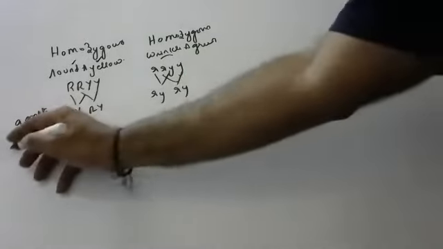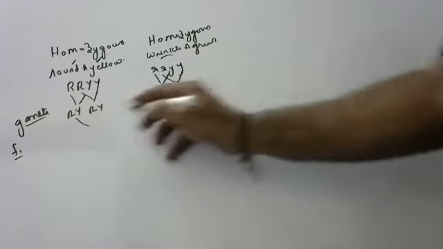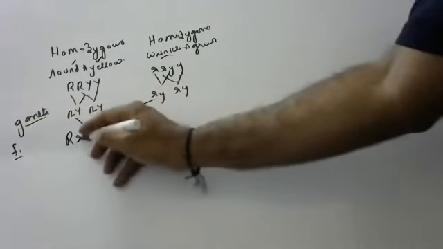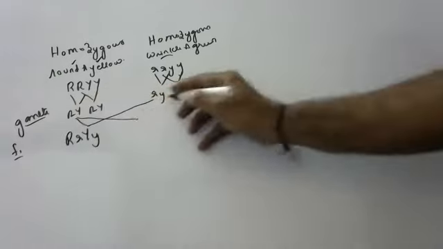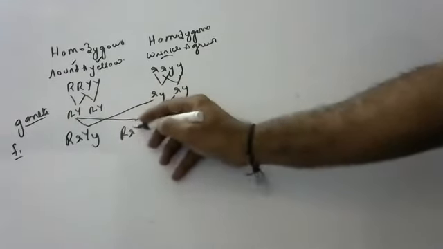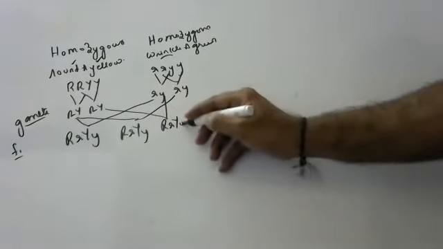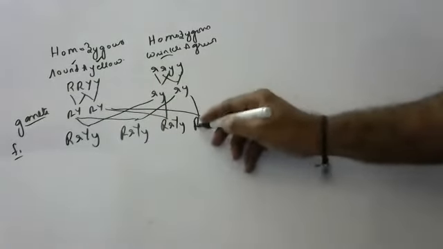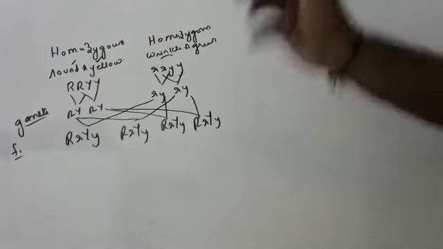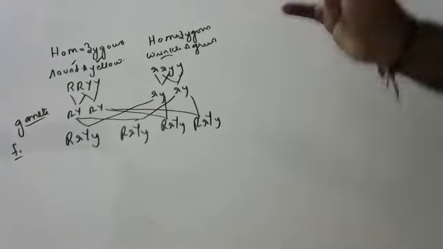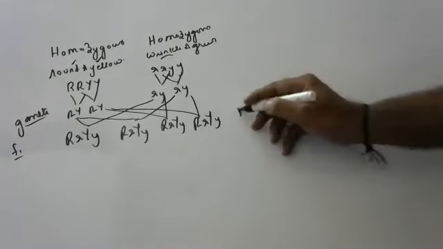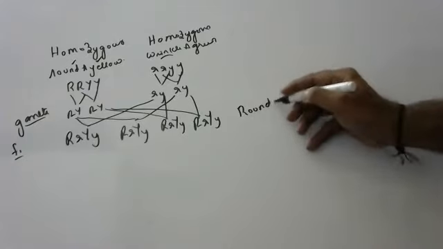Now go for crossing. On crossing, you will get big R, small r, big Y, small y. Again, on crossing, big R, small r, big Y, small y. This is the first generation. For appearance, all of them will be round and yellow only.